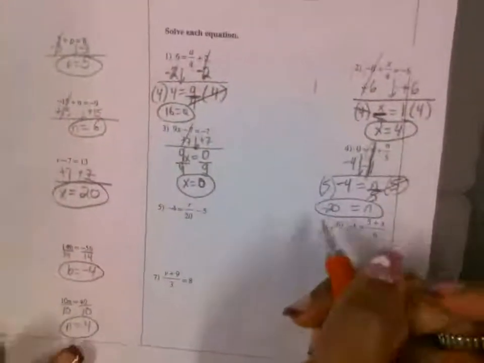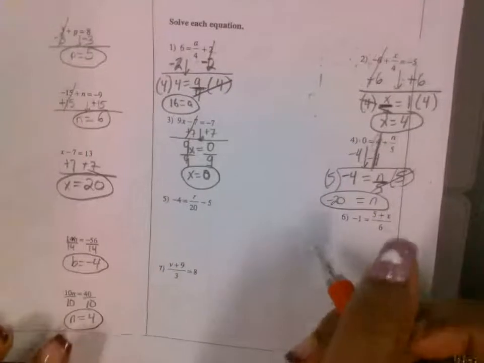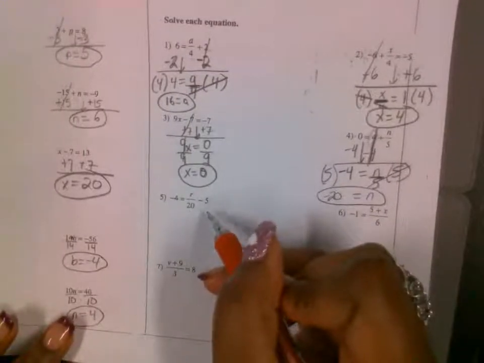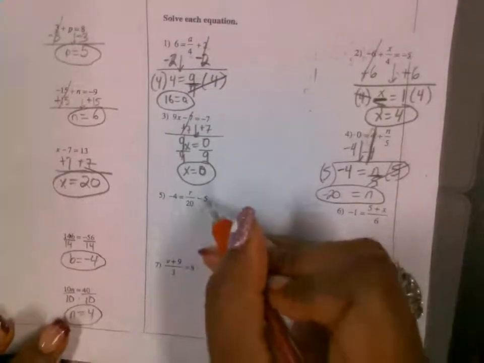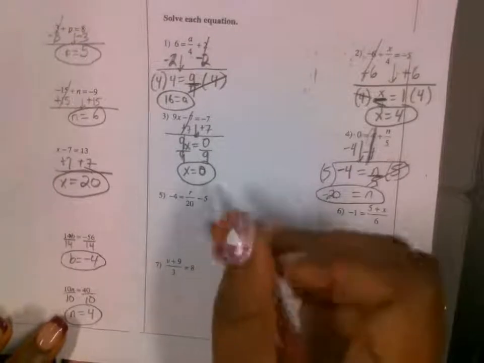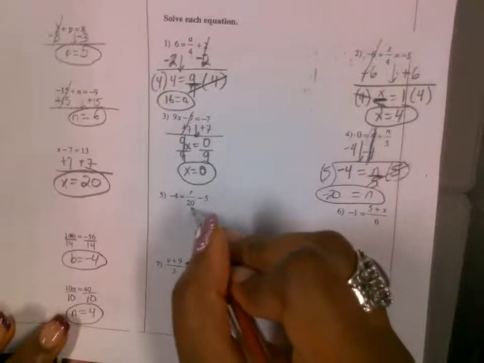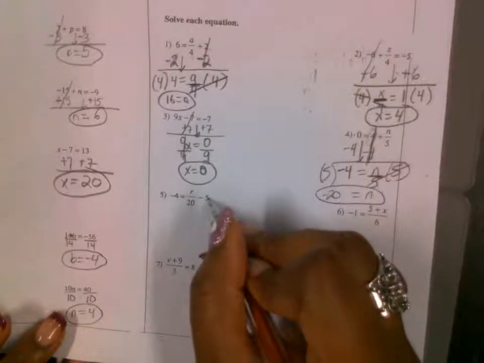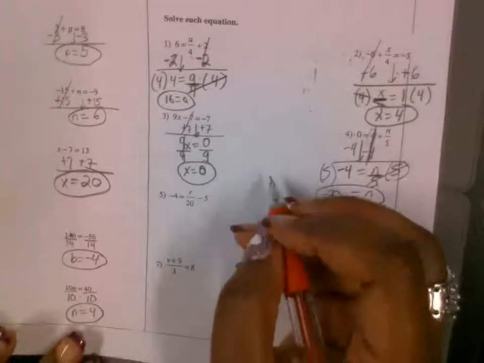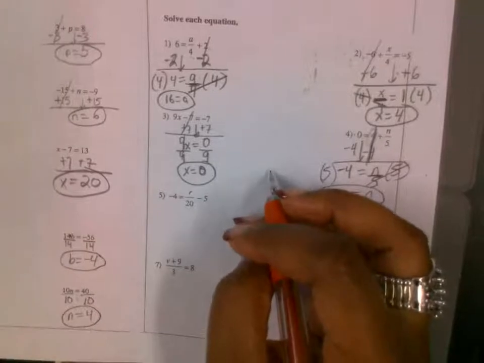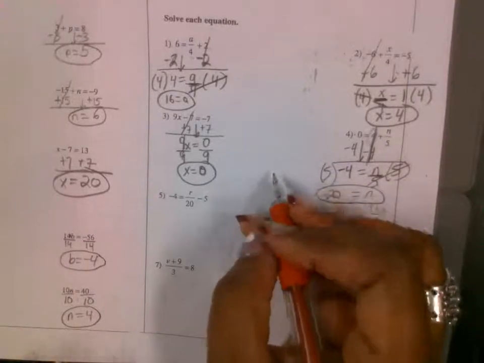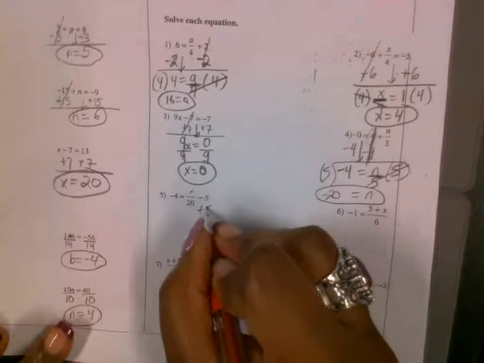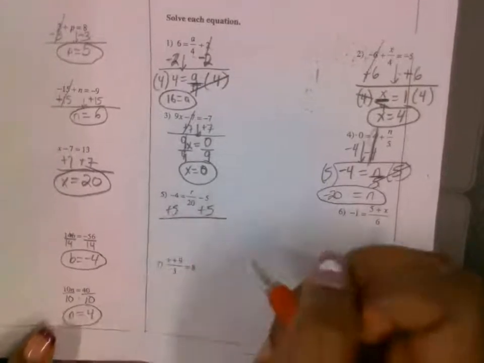Okay. Let's look at number 5. Look at number 5. How do you get R by itself? Which one of these do you get rid of first? Do you get rid of the 20 first? Or do you get rid of the negative 5? Yes. You get rid of the negative 5. How? How do you get rid of the negative 5? Add it. So you're going to add 5 to both sides.